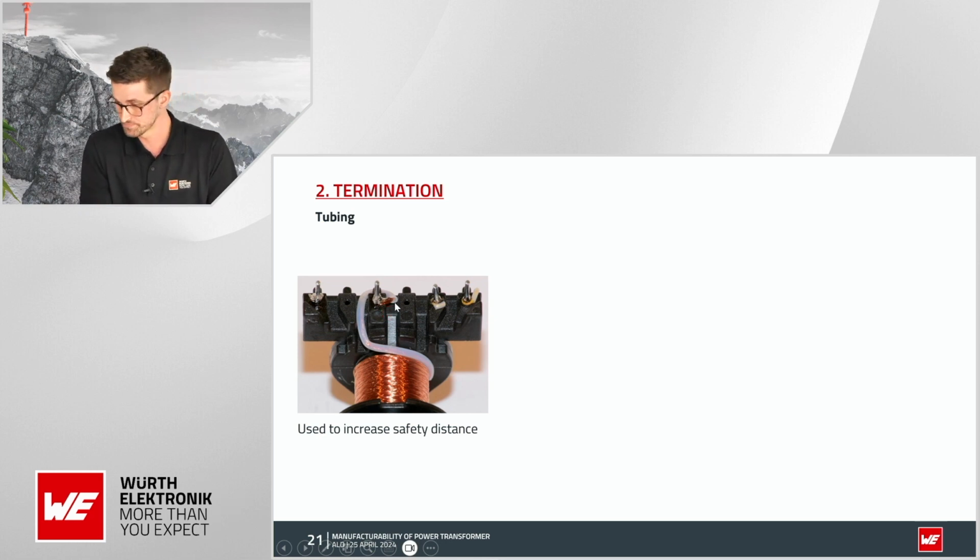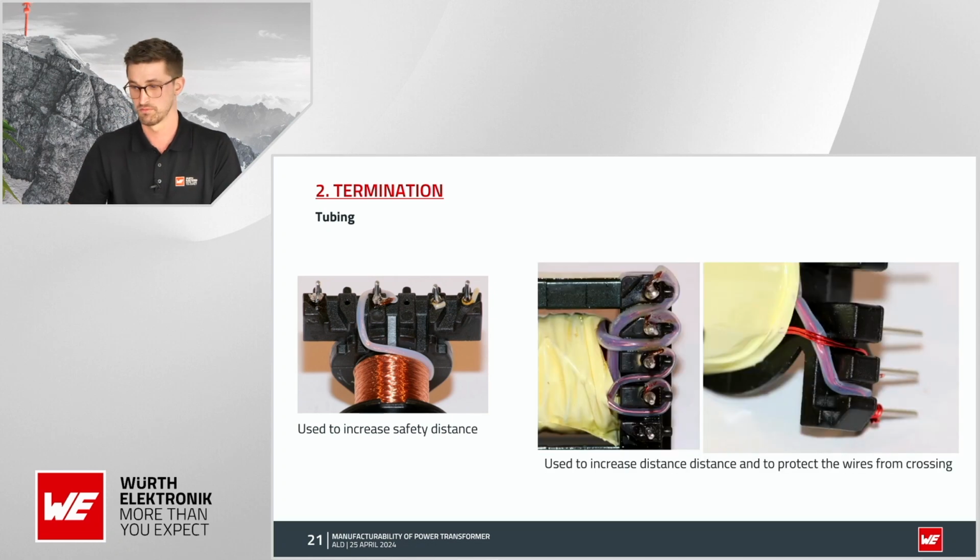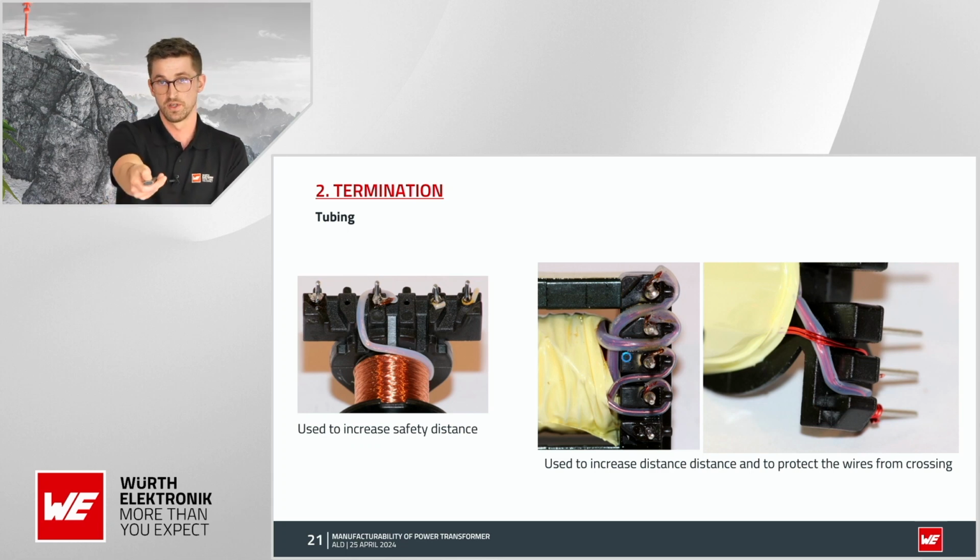on the pin. On the other picture, tubing was used again to achieve safety distance using a non-insulated wire, but also to protect the wires from touching each other, preventing insulation damage and failures with the safety standard compliance. The non-crossing can be visible here.